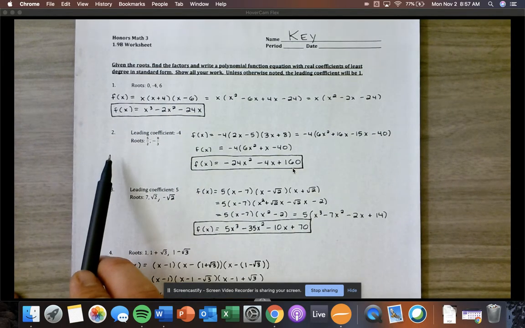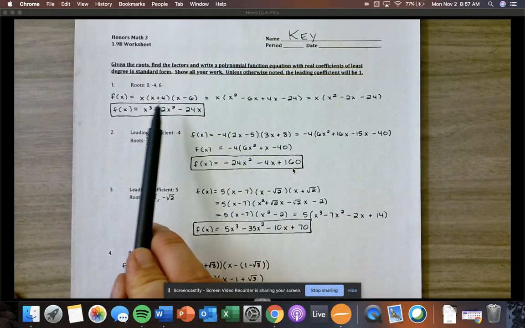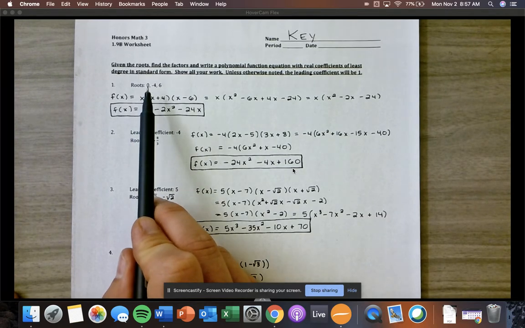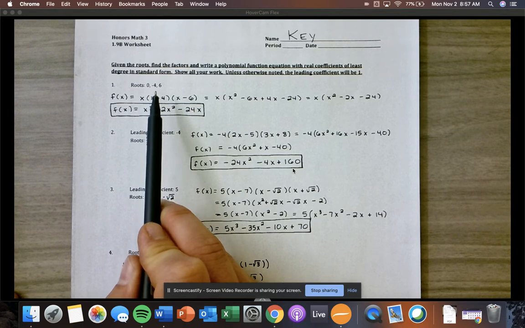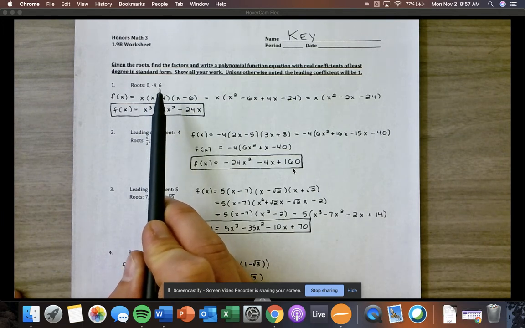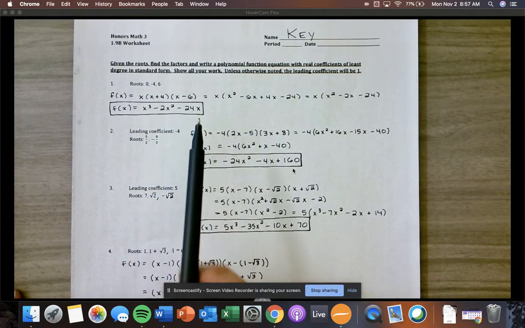So we got to think, what would give us that? Well, we would have to write out the factors of the function that would give us those roots. All right, so if we have a root of 0, that means we have a factor of x. If we have a root of -4, that means we have a factor of x plus 4. If we have a root of 6, that means we have a factor of x minus 6, right?